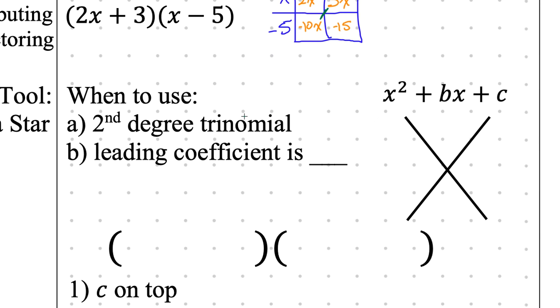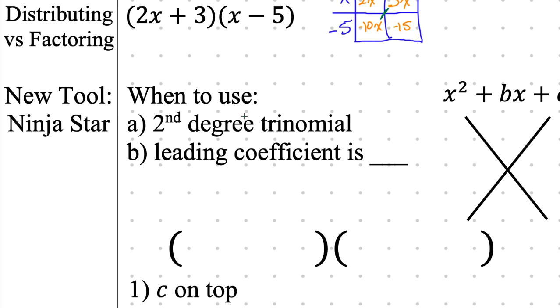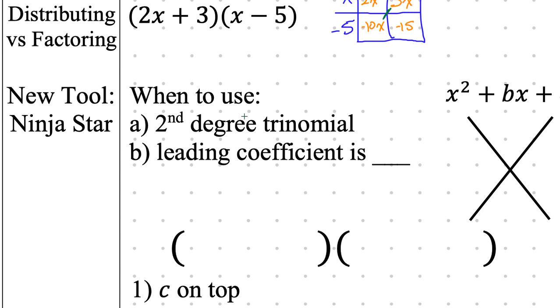All right, so we're going to be using the ninja star, the normal ninja star, not the advanced ninja star. The normal ninja star is only when these 2 conditions are met. First, it's a second degree trinomial. Trinomial, that word starts with T-R-I. What does trinomial mean? Charles. Like a 3-part term. 3 terms, there it is.